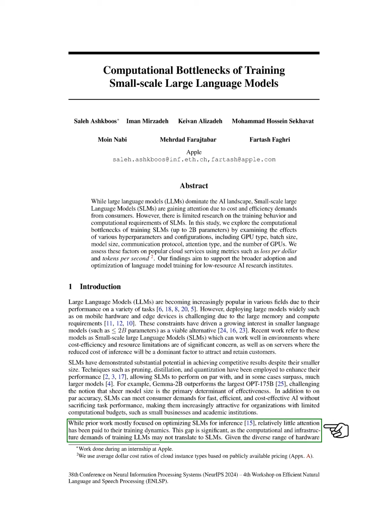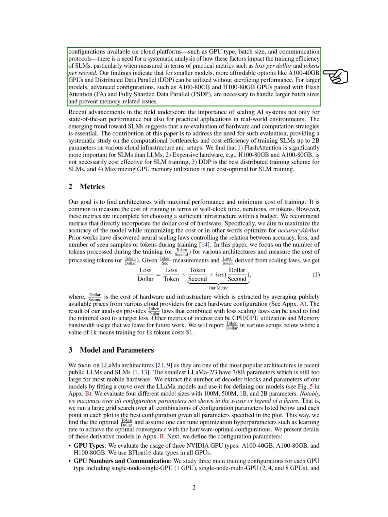While previous research has mainly focused on optimizing SLMs for inference, there has been less attention on their training dynamics. This is an important area to explore, as the training demands for LLMs may differ from those for SLMs. Given the variety of hardware options available on cloud platforms, such as different GPU types and batch sizes, we recognize the need for a thorough analysis of how these factors influence the training efficiency of SLMs. We specifically look at practical metrics like cost per loss and tokens processed per second.